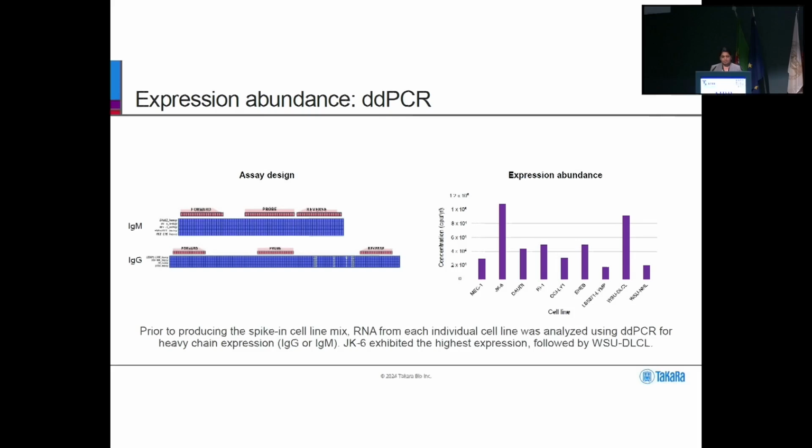Apart from doing the NGS assay, we also did the ddPCR assay. For the ddPCR assay, the assay was designed using the sequencing shared by FDA for the cell lines. I'm here only showing the heavy chain data. From the ddPCR assay, we saw that JK6 is the most abundantly expressed cell line, followed by WSU DLCLC. This data is also similar to the whole transcriptome and whole genome analysis done by FDA along with Illumina.